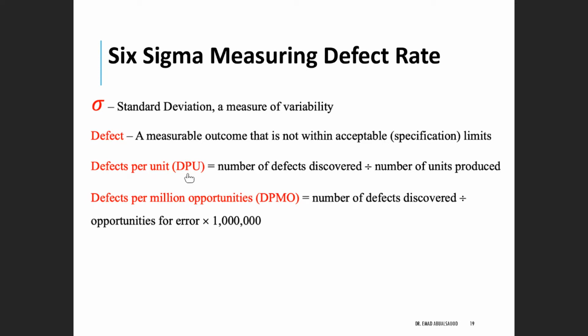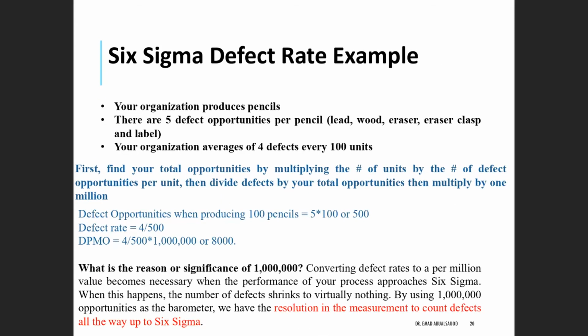Defects per unit, DPU: basically you divide the number of defects you discovered by the number of units produced. You produce 1,000 units, you found 100 defective units, then you divide the 100 over the 1,000. The defects per million opportunities, DPMO: the number of defects discovered, divided by the opportunities of error. What is an opportunity of error? The chances of an error appearing. Opportunities of error. Then all this times 1 million. Those are very basic formulas.